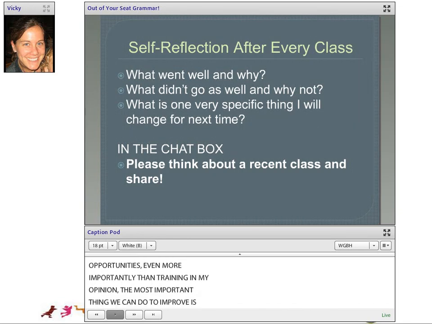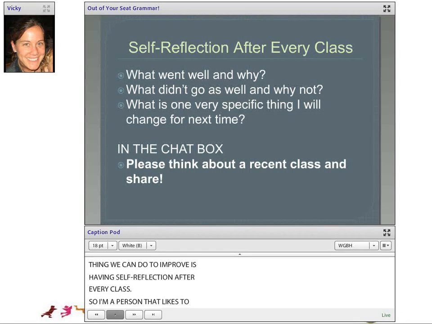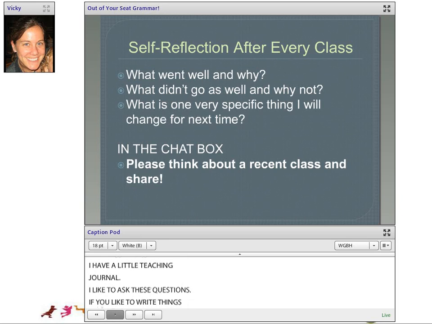So I'm a person who likes to write things down. I have a little teaching journal. I like to answer these questions in it. If you're a person who likes to write things down, you can do that too. If you'd prefer to just think about it, if you'd prefer to talk about it with a colleague, whatever works for you is fine.